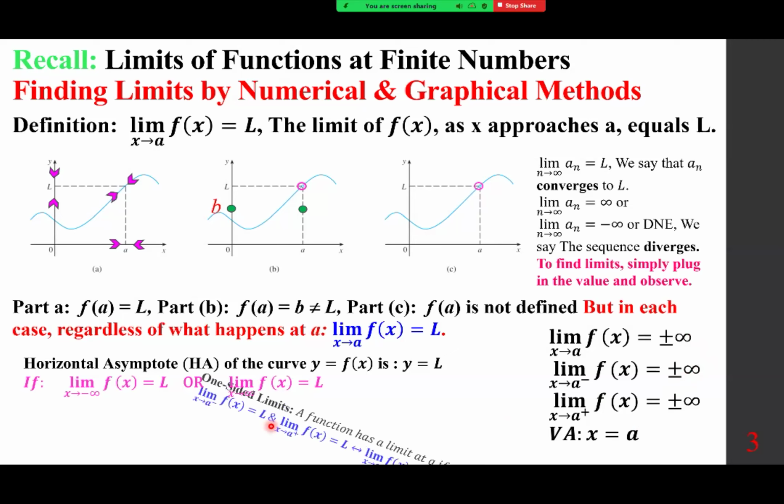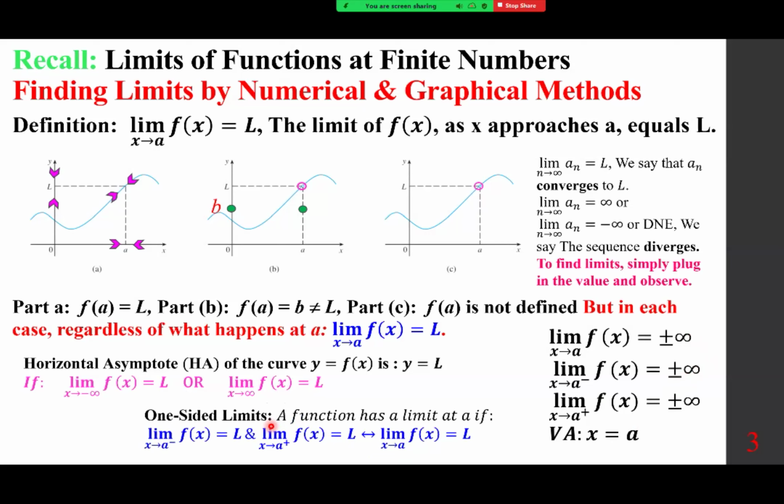And again, reminding you of the one-sided limit. A function has a limit at a if the limit of f of x as x approaches a from the left equals L, the limit of f of x as x approaches a from the right equals L, and therefore the limit of f of x as x approaches a does exist, and it's equal to L.